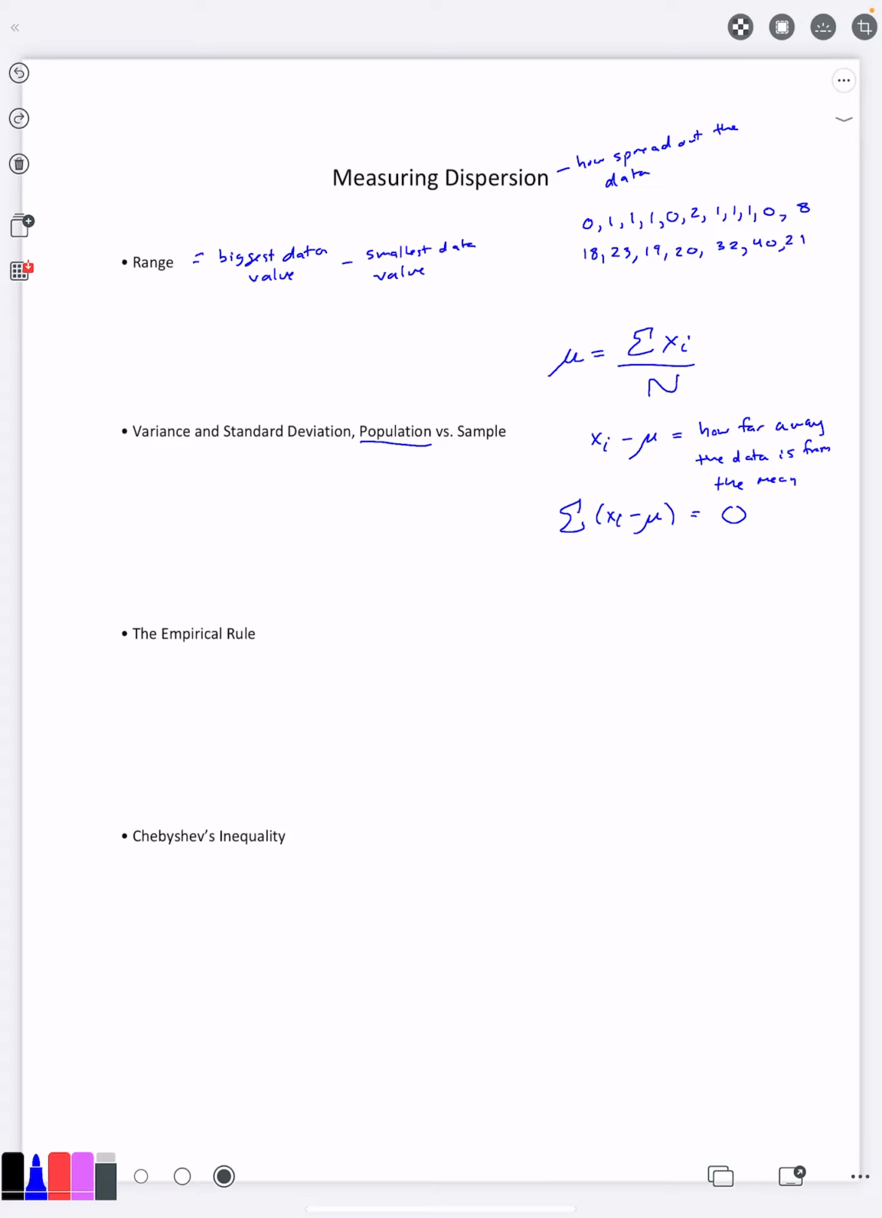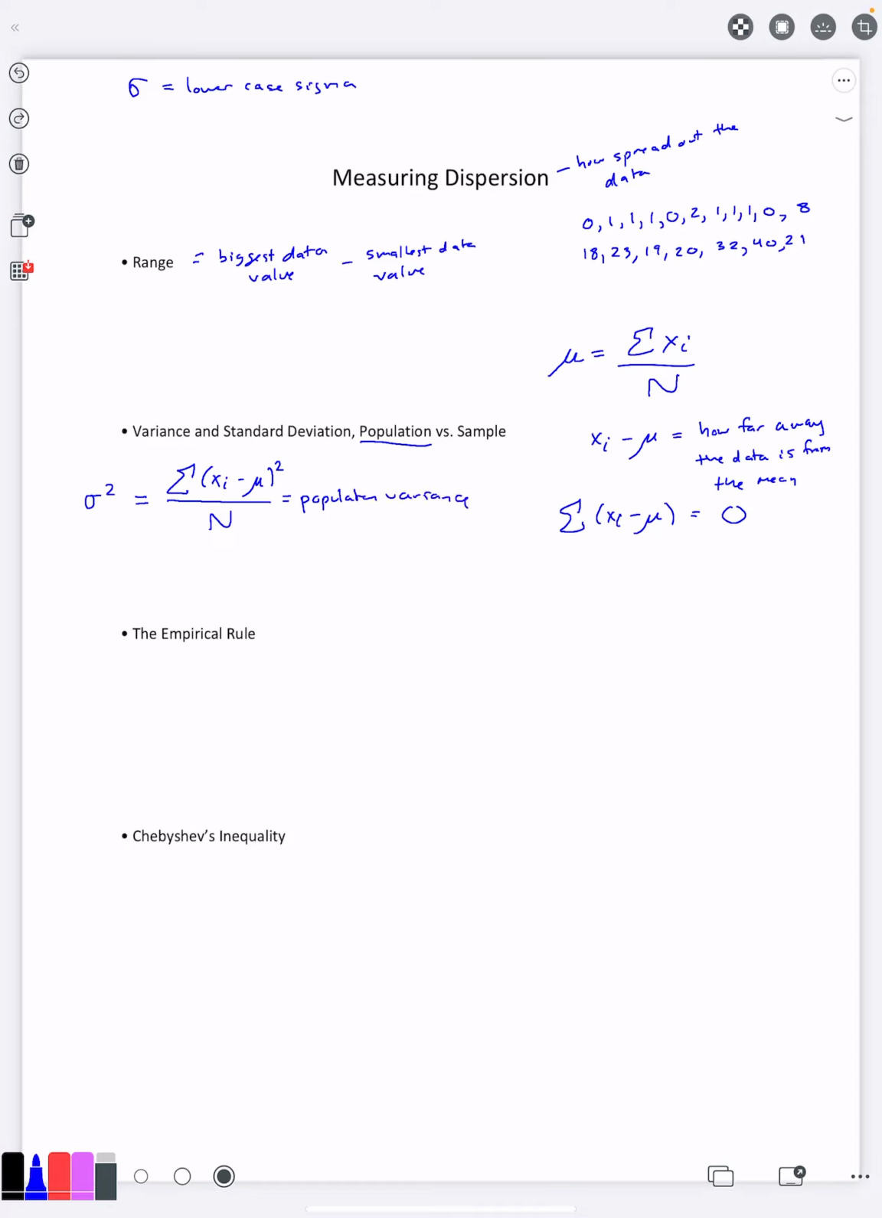So what they decided to do is, instead of doing that, let's square all of those numbers so that everything is going to be positive. So we're never going to have any of that cancellation. And then let's take an average of those results. And for this, we're going to use the Greek letter lowercase sigma, and we're squaring it here. This is the population variance.